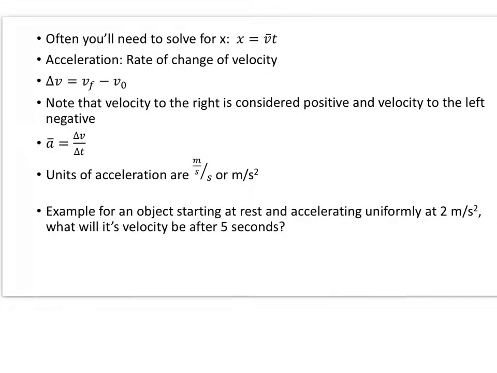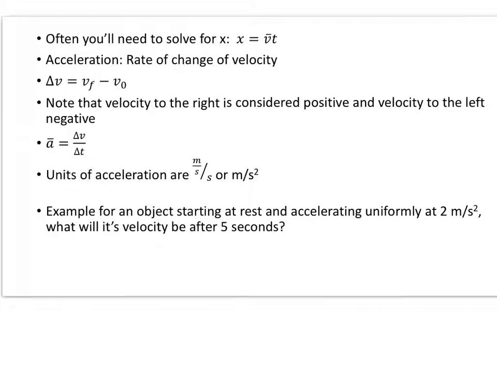Now, you'll often have to solve that previous equation for displacement. So that's a very easy algebraic manipulation. The displacement is simply equal to the average velocity times time. So, for example, you might have an average velocity of 20 meters per second, and the displacement covered over 2 seconds would be 40 meters.